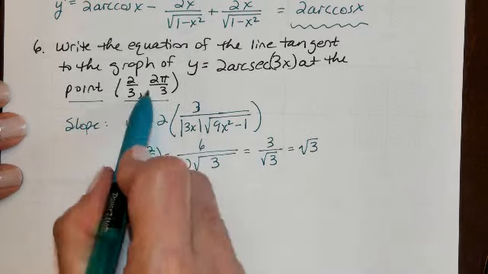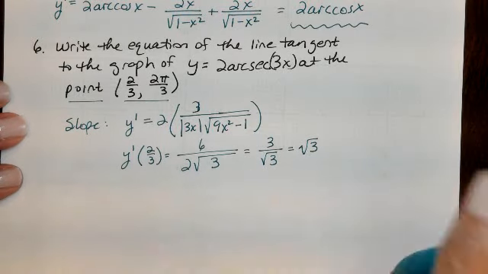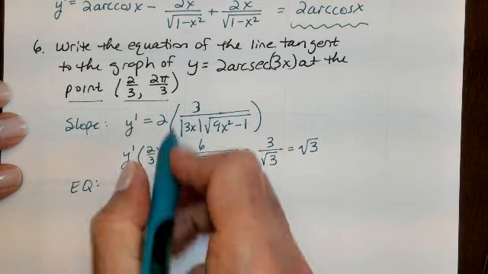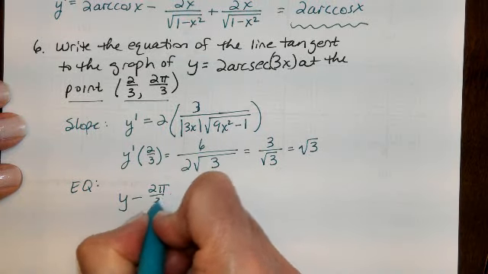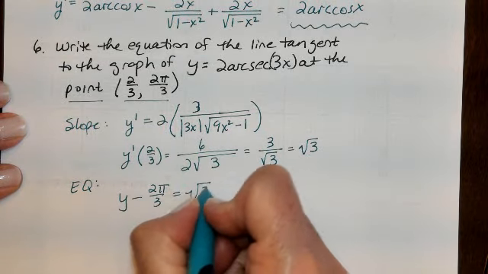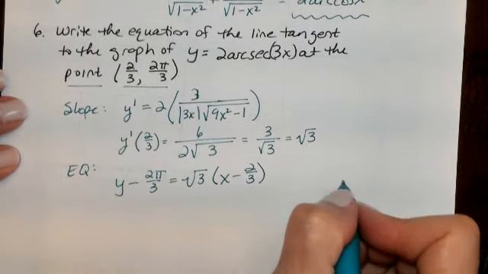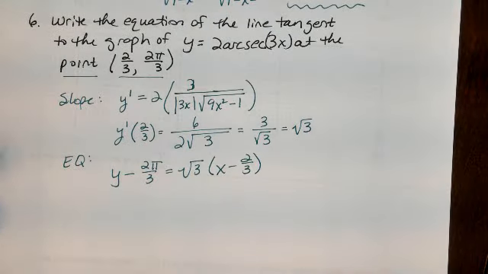So we know a point and we know the slope, so we can write the equation of the line. So the equation of the line would be y minus the y value is equal to the slope times x minus the x value. Okay.